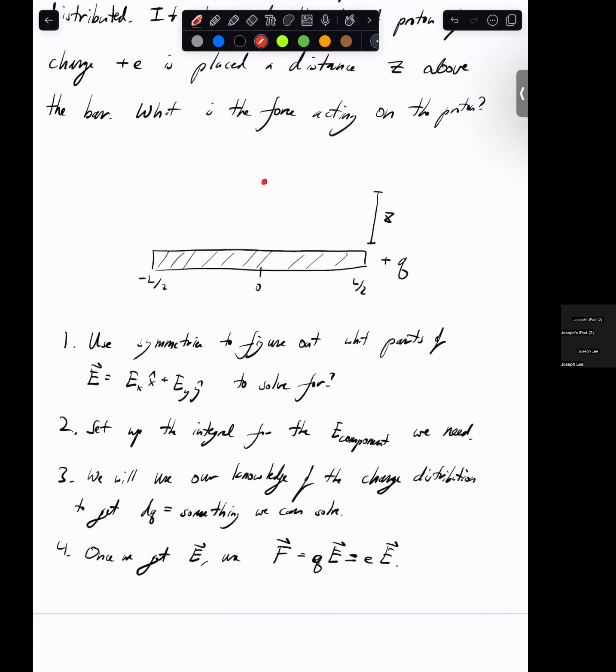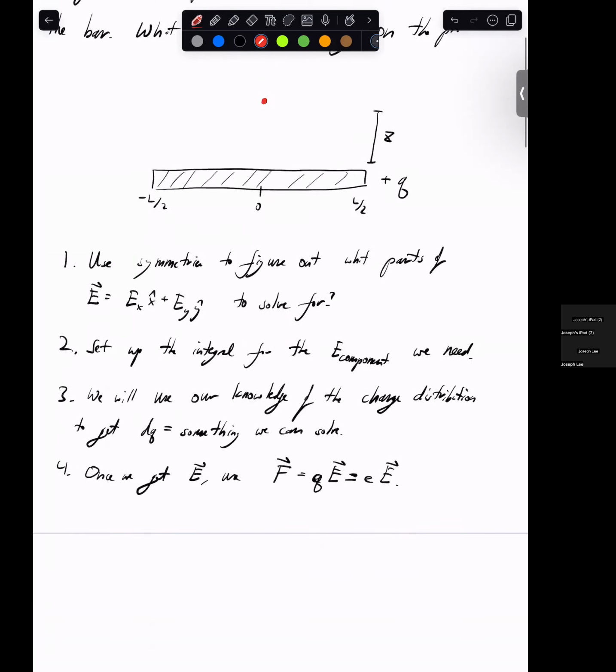Step one, we're going to use symmetries to figure out what parts of E we need to solve for. Then we're going to set up the integral for the E component that we need, because hopefully we only need to solve for either Ex or Ey. Then, in the integration, we're going to use our knowledge of charge distributions to set it up in a way that we can solve. Finally, we'll plug it into the equation F equals qE to find the force. So let's start with step one.